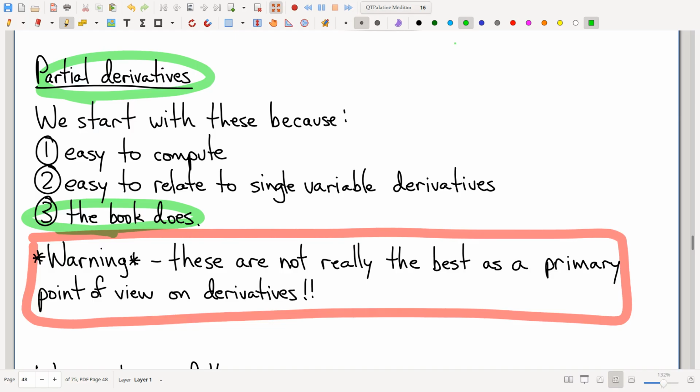We are going to start with partial derivatives. Good news, they are easy. They're really easy to write down. They're really easy to compute with. They're really easy to get satisfaction from because they look a lot like single variable derivatives. That's why most books do start with partial derivatives. But again, don't hang your hat. Okay.